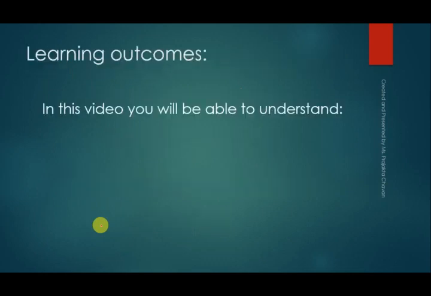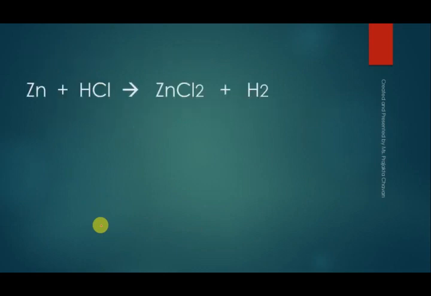In this video, you will be able to understand something more about redox reactions. So let us begin with the help of an equation. This equation is zinc reacting with HCl to form ZnCl2 plus H2. The first thing you must have noticed is that this equation is not balanced. So let us start by balancing the equation.